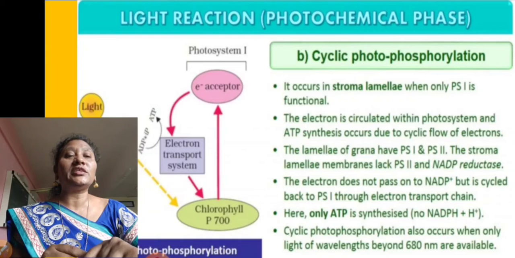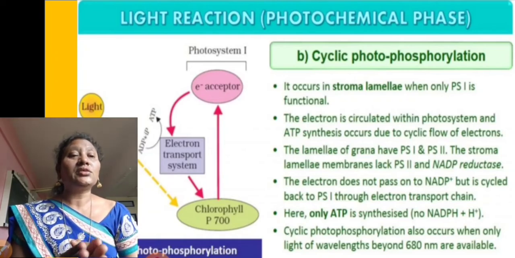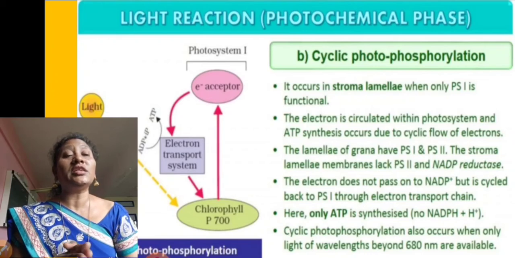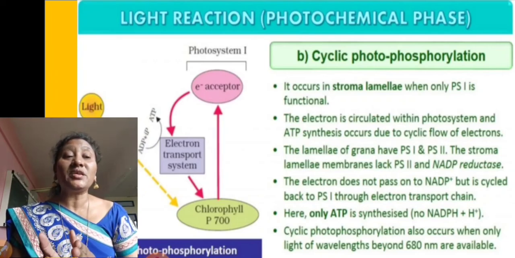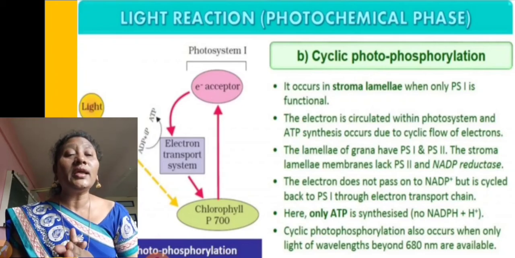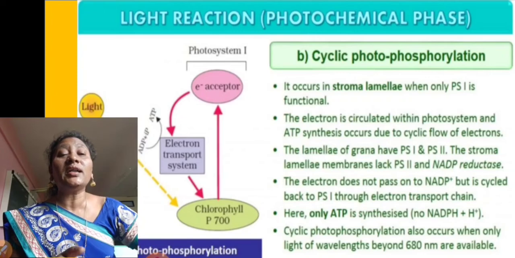Cyclic photophosphorylation occurs in the stroma lamellae. When PS1 is functional, the electron is circulated within the photosystem and ATP synthesis occurs due to the cyclic flow of electrons. The lamellae of the granum have PS1 and PS2, but the stroma lamellae membranes lack PS2 and NADP reductase. The electron does not pass on to NADP but cycles back to PS1 through electron transport. Here only ATP is synthesized, no NADPH or H plus. Cyclic photophosphorylation also occurs only when light of wavelength beyond 680 nanometers is available.